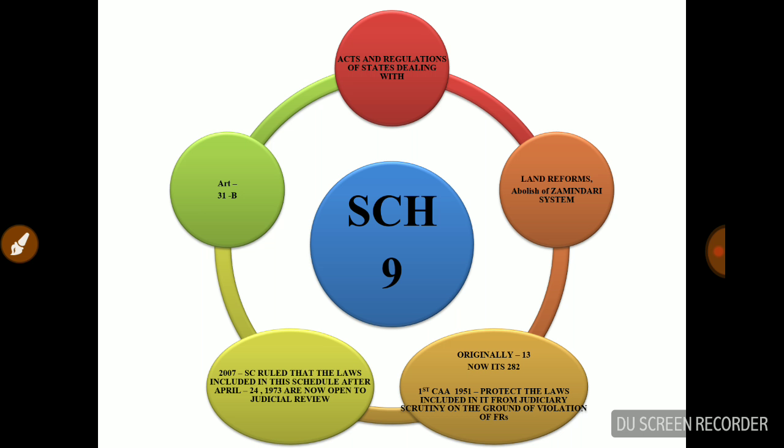But in 2007, the Supreme Court ruled that laws included in this schedule after April 24, 1973, that means the land reforms, are now open to judicial review. That means it is now possible for the judiciary to scrutinize the matters associated with Schedule 9 of the Indian Constitution. The article associated with this is 31B. So this is a very important one.